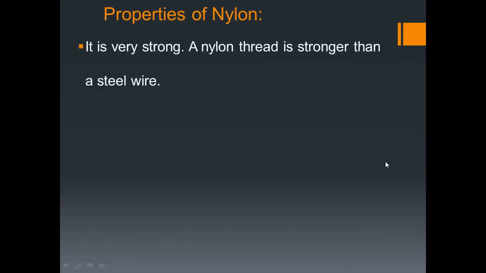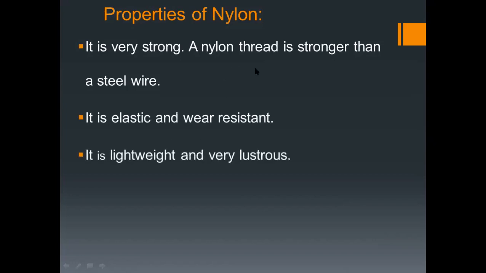Then, properties of nylon. It is very strong. A nylon thread is stronger than a steel wire. It is elastic and wear resistant. It is lightweight and very lustrous. It is easy to wash and dries quickly.